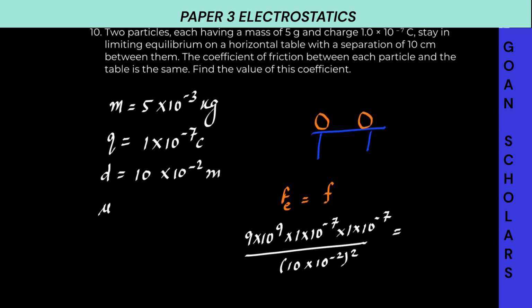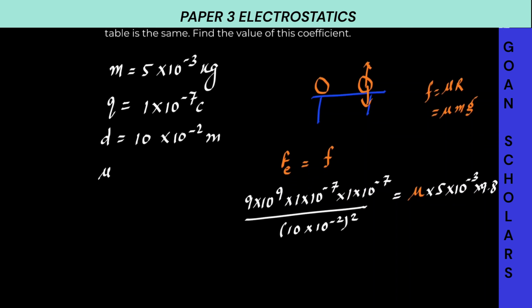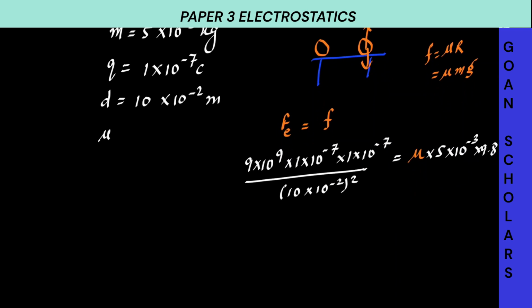Now what's the frictional force? If you recall class 11, frictional force offered by a horizontal plane is nothing but mu into R. Let me write here separately, F equals mu R. Sir, what is R? Normal reaction. If it is a horizontal table, R is nothing but mg, the weight. If weight is downward, reaction force is upward, so R is nothing but mg. So let's substitute the values. Mu we are looking for. M, mass of each object, 5 into 10 to the power minus 3, and acceleration due to gravity, let's make it 9.8. In case it is not given, you have to take it as 9.8.